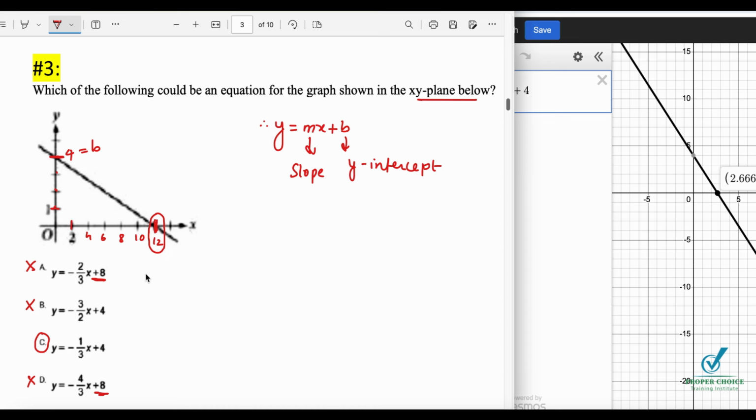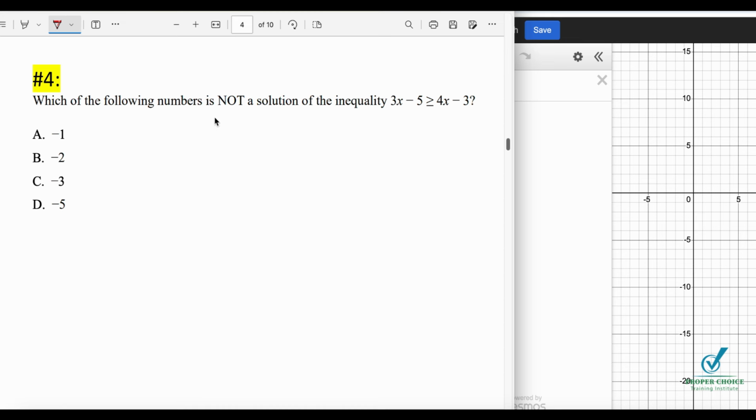So that is how you look at the graph, type the equation in Desmos, and predict the most appropriate one. Which of the following numbers is not a solution of the inequality 3x minus 5 greater than or equal to 4x minus 3? Now what is the condition for not being a solution?